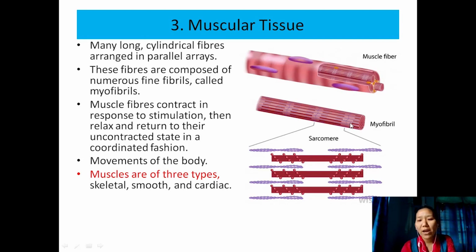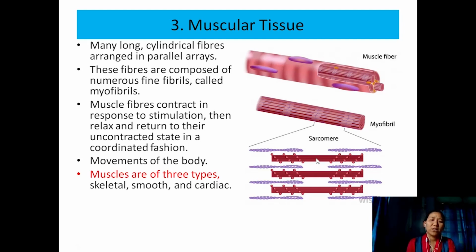And in this myofibril, again we have the thick one and the thin one, and the detailed one we'll be talking about in a chapter in human physiology: how it functions, how it contracts and relaxes, and why you see a striation here. All these things we'll be studying under the human physiology unit.